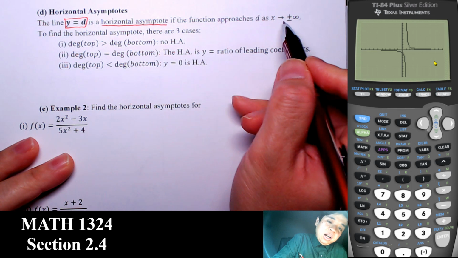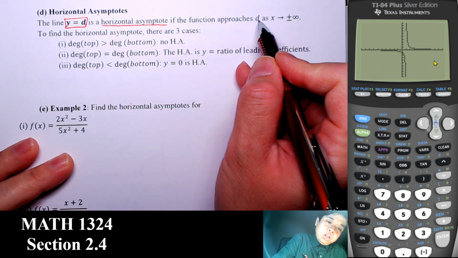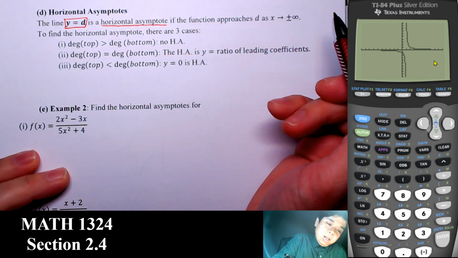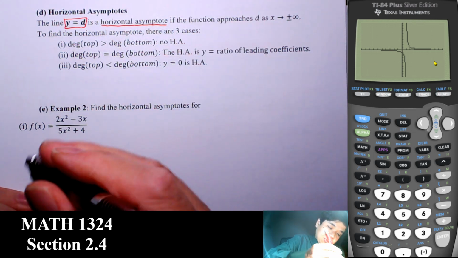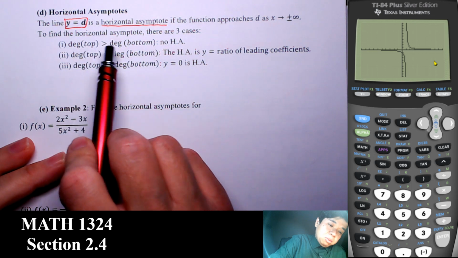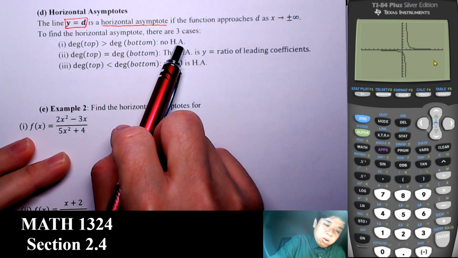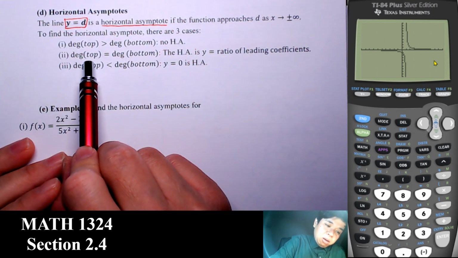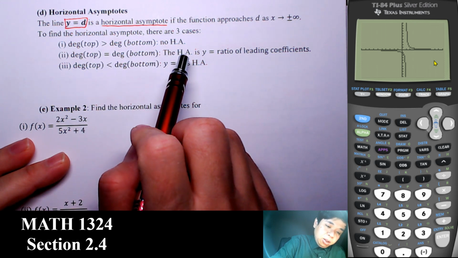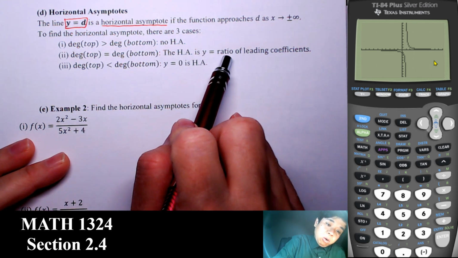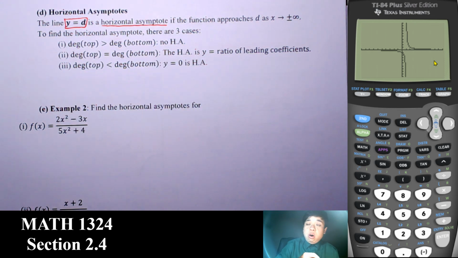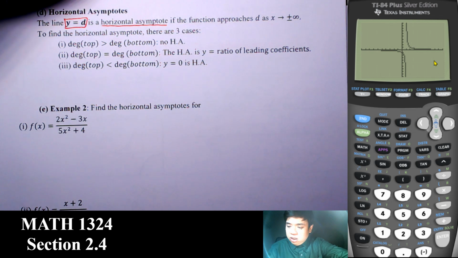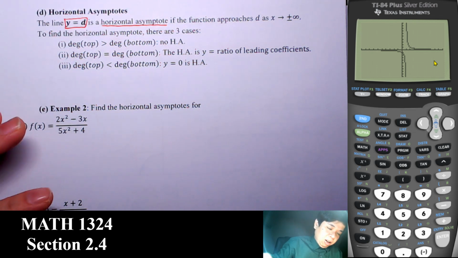And so we define it by what the function approaches when x goes to infinity. Right, there are 3 very clear cases here. When the degree on top is bigger than the degree at the bottom, there's no horizontal asymptote. When the degree on top equals the degree at the bottom, the horizontal asymptote is the ratio of leading coefficients, and when it's less, y equals 0 is the horizontal asymptote. There's a saying I found online.